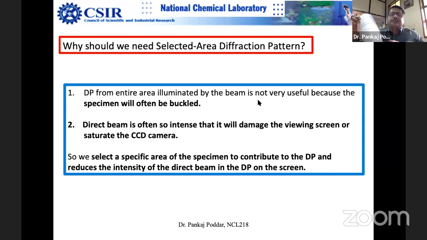Now you can ask this question: no, I want to take electron diffraction from a buckled sample. For example, the sample is not straight like this paper and it is tilted. I will stop sharing and then show you on the larger screen.